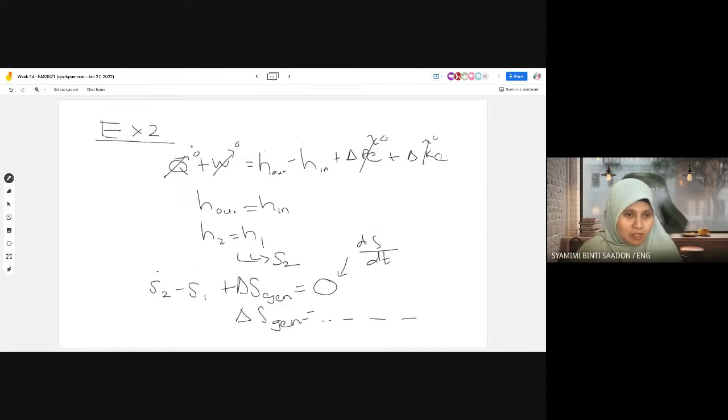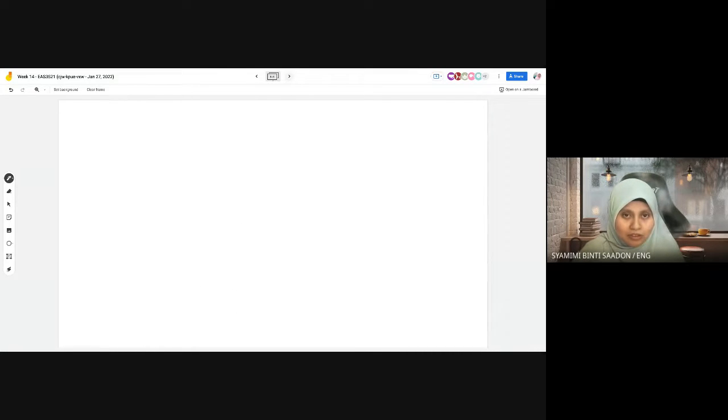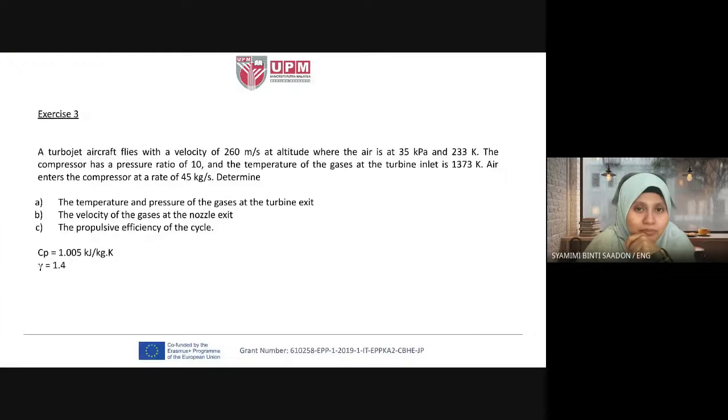Okay, I want to pass exercise 2. We do exercise 3, okay? Because it concerns aircraft engine. And we haven't done this example of exercise yet. Okay, start with this one.